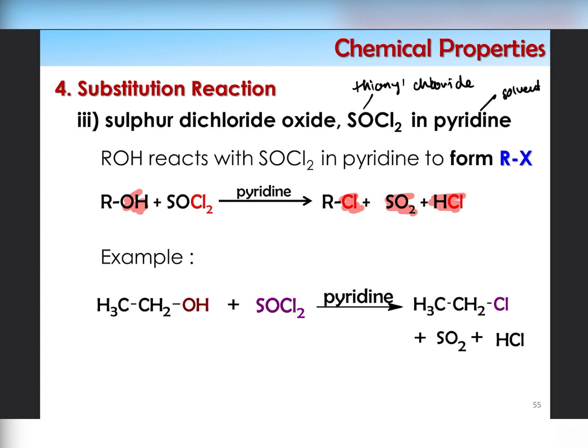Okay, sebab sometimes soalan dia boleh bagi tahu hint from the side product, kamu yang kena teka reagent apa yang react dengan alkohol tersebut. Okay, so for example, you have here ethanol react with sulfur dichloride oxide in pyridine, and you will get Cl ganti substitute, and you will get this chloroethane, SO2 as the side product, and HCl.